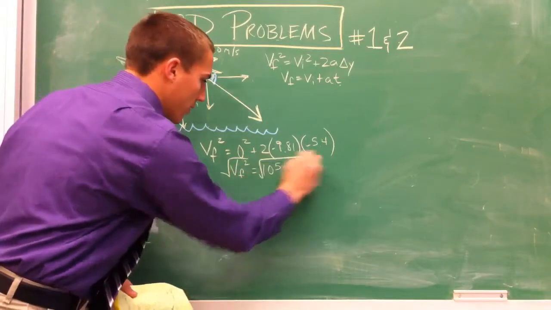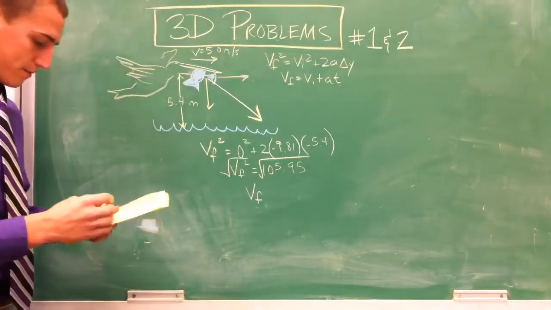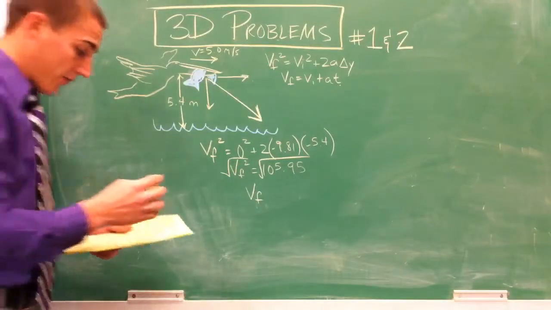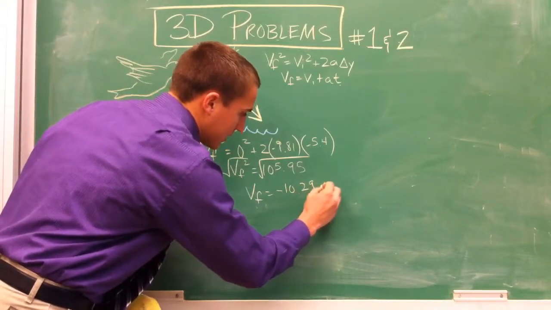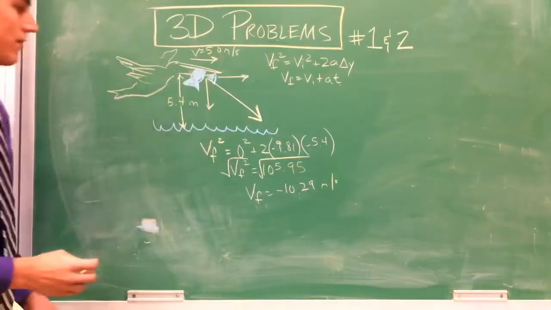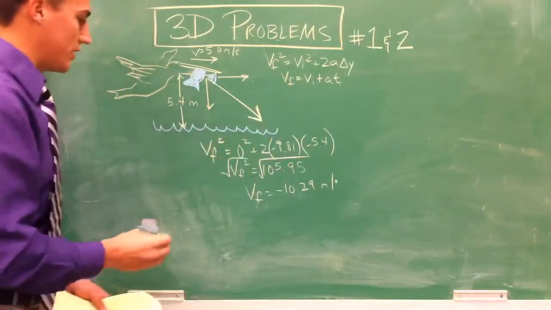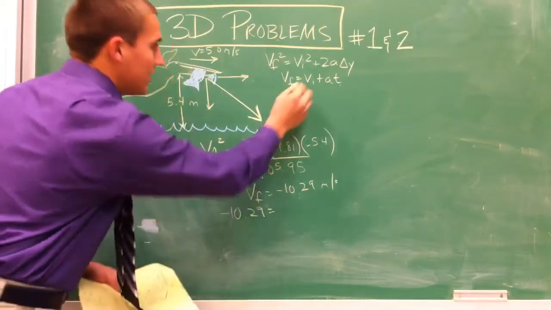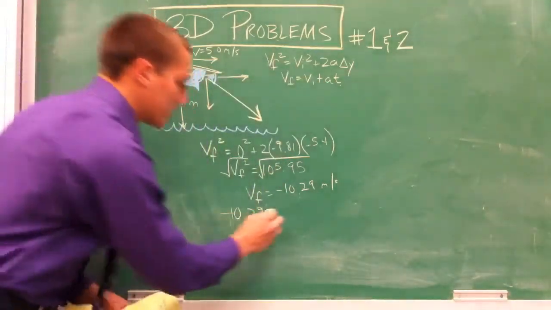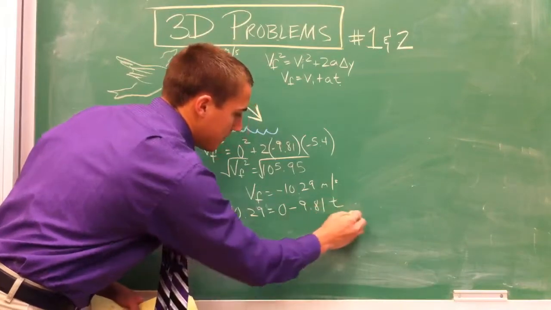Let's take the square root of both. And the final velocity, the moment the fish hits the water, is going to be negative 10.29 meters per second. It's negative because it's traveling down. So now let's take this and we'll plug it into our second equation up here. Negative 10.29 is our final velocity. Our initial velocity in the y-axis was 0 minus 9.81 t.